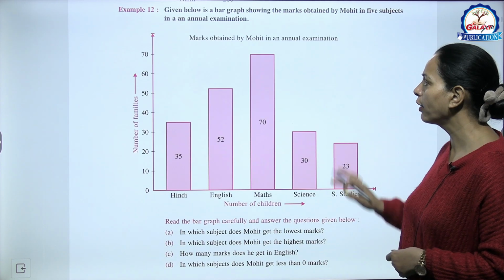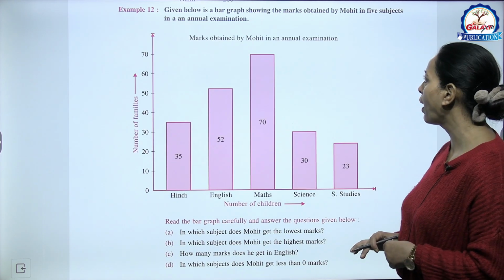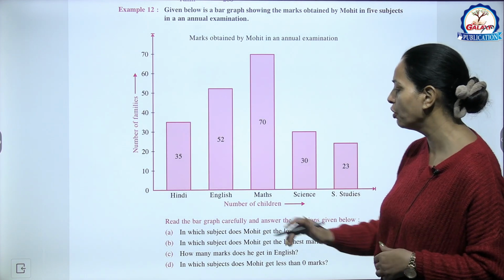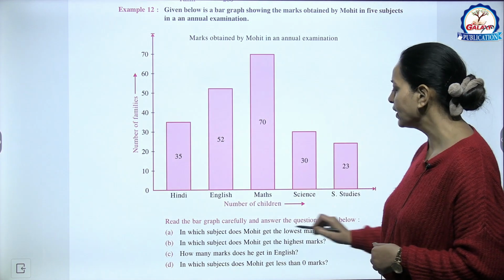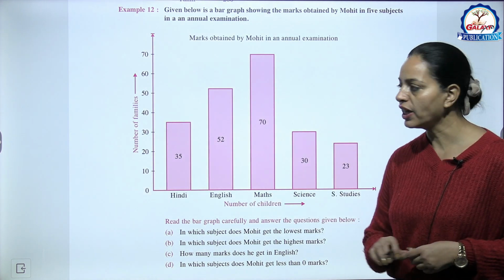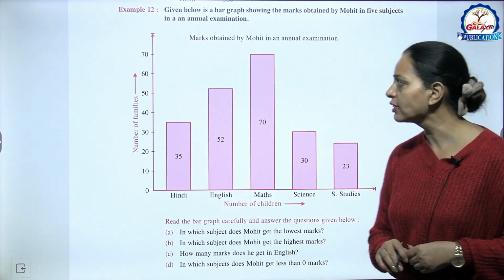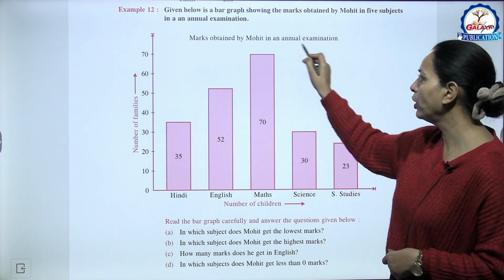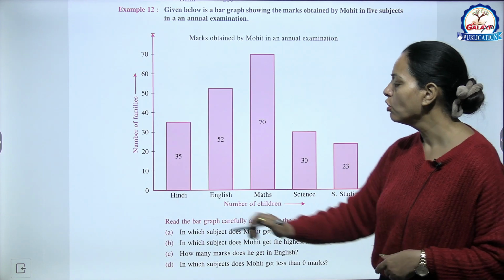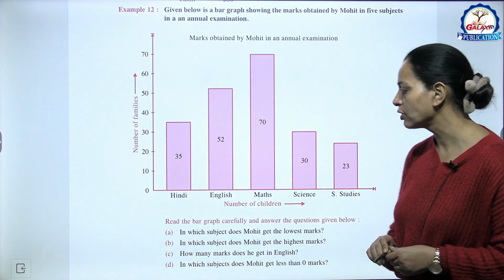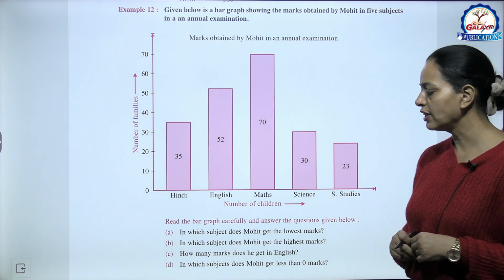Given below is a bar graph showing the marks obtained by Mohit in 5 subjects in an annual examination. So see here, along x-axis we have subjects, and along y-axis we have marks. So marks obtained by Mohit in an annual examination. So here 1 unit scale equals 10 marks. So now read the bar graph and answer these questions.